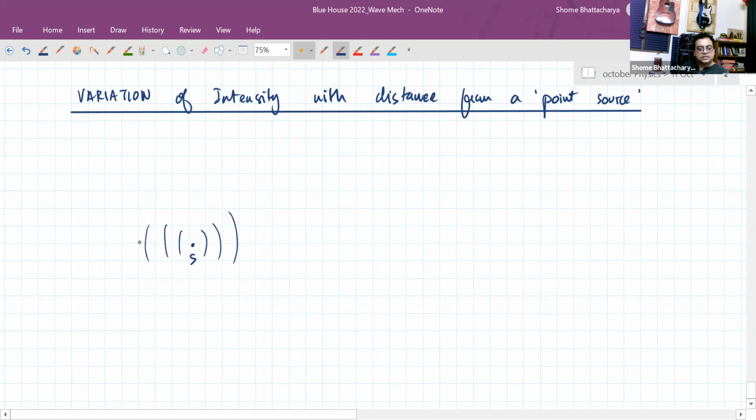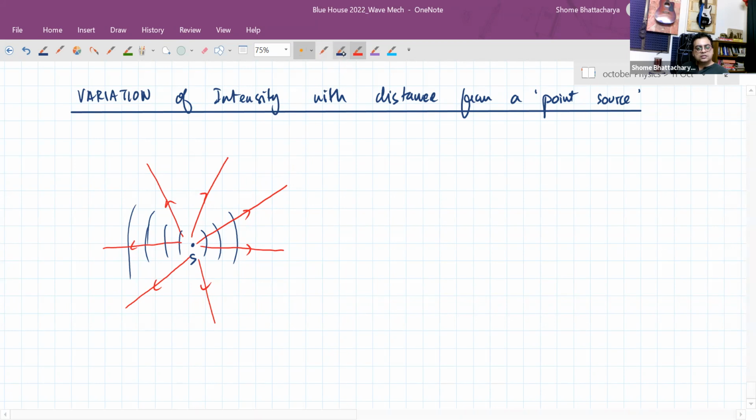So if this is a point source of sound and it's creating sound equally in all directions, it's creating what we call radial pressure waves like this, radially symmetric pressure waves. Like you're used to drawing the electrostatic lines of force or electric field lines for a point charge, the same kind of geometry of these. So here at a distance r, what will happen is that the intensity of sound will become proportional to 1 by r square.